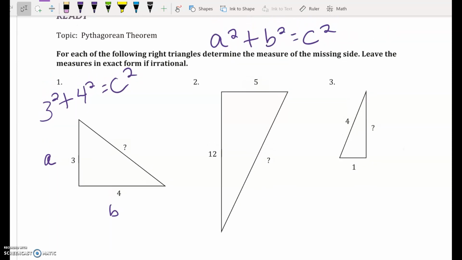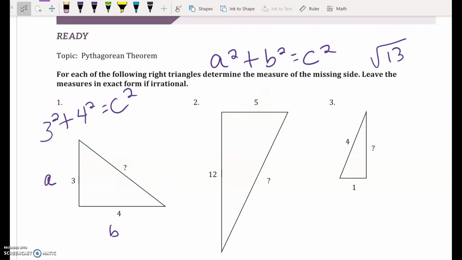If in the process of solving you end up with a radical that does not simplify to a whole number, so for example, let's say you had the radical 13, you would just leave the answer as radical 13.